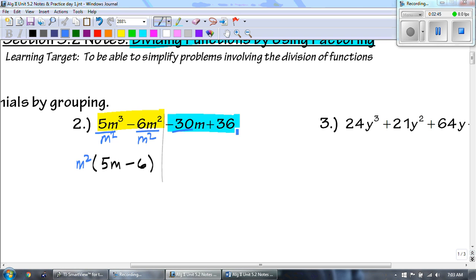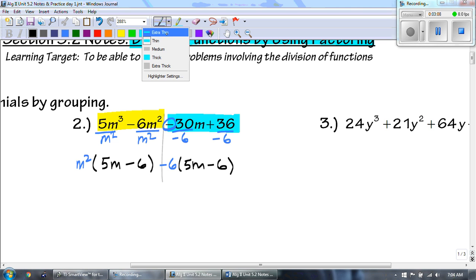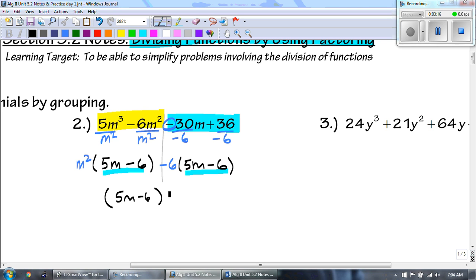Now the back group, 30 and 36, you should know right away that you can factor out a 6, and it's going to be a negative 6. Negative 30 divided by negative 6 is a positive 5m. Positive 36 divided by negative 6 is a negative 6. So once again, we want these to match, and then we get the 5m minus 6, and then our other guy is the m squared minus 6.